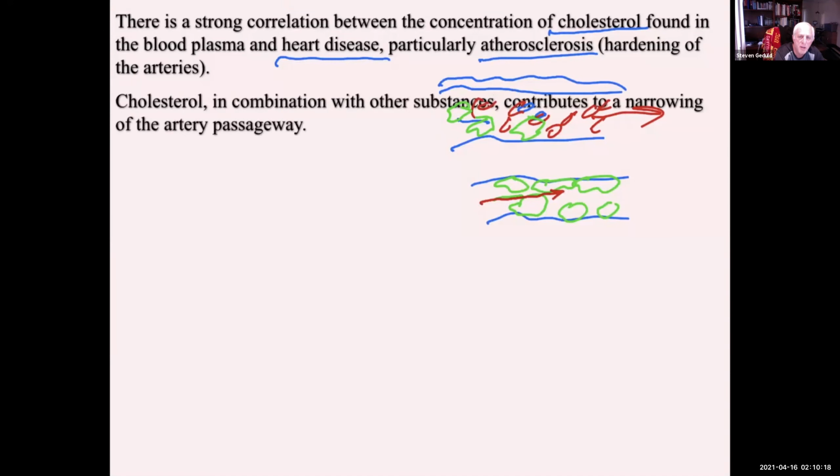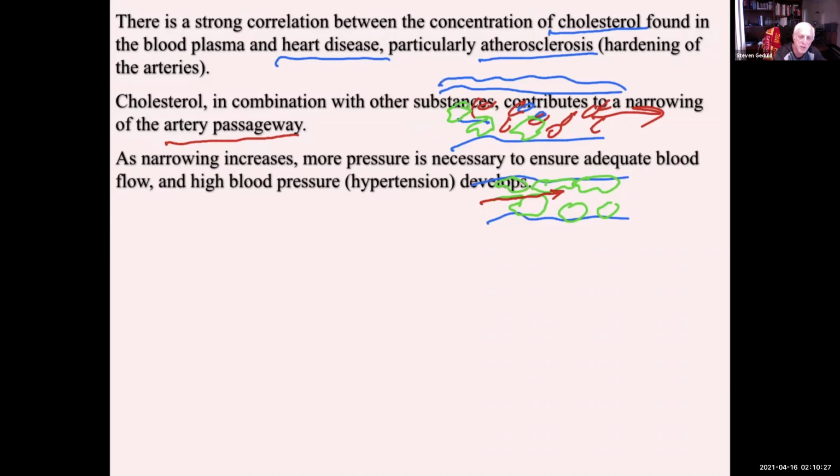So cholesterol in combination with other substances contributes to narrowing of the artery passageway. So you narrow that passageway in the artery. That's what causes the problem. As narrowing increases, more pressure is necessary to ensure adequate blood supply. High blood pressure develops. You also develop hypertension because now you've got to force blood through a smaller gap. You got to try to force just as much blood through a smaller gap, which means you've got to push it harder, which means your blood pressure is going to go up.